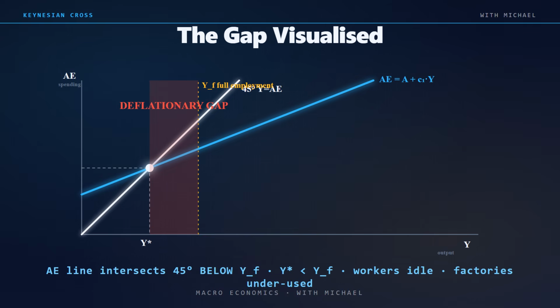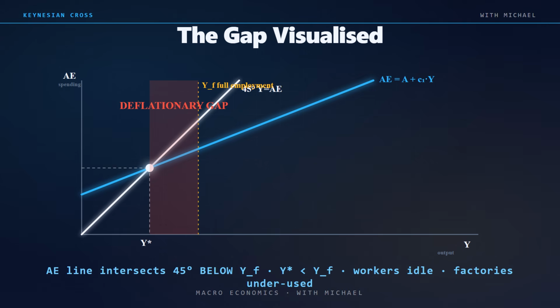When that happens, we have a deflationary gap. The economy is in equilibrium, but it is an underemployment equilibrium. Workers are jobless. Factories are idle. Output is below potential. And there is no automatic market force that will close the gap.